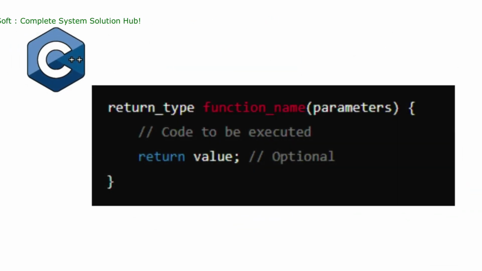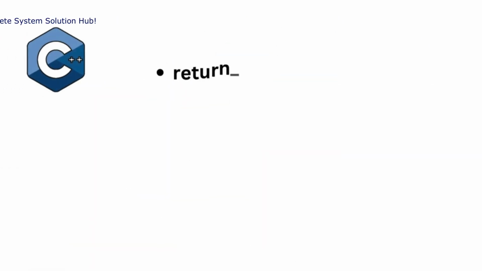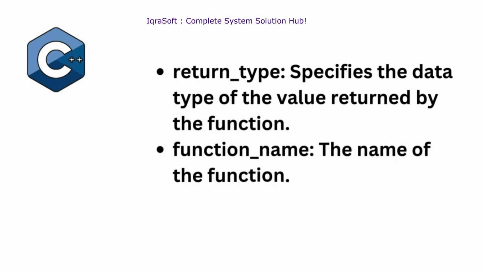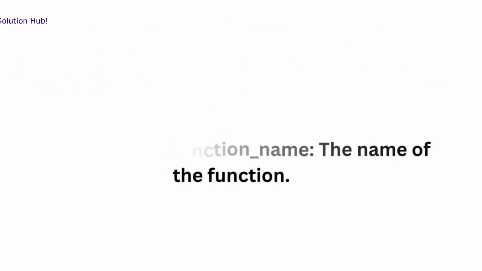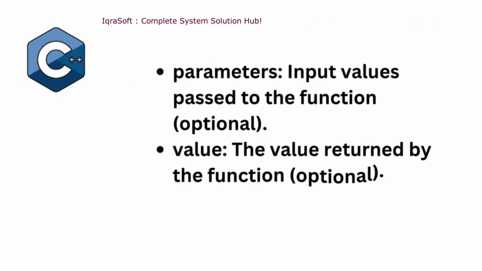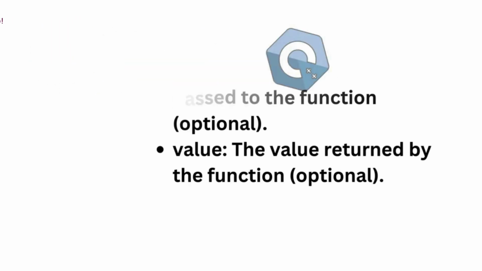syntax: return_type function_name(parameters) { code to be executed; return value; // optional }. Return_type specifies the data type of the value returned by the function. Function_name is the name of the function. Parameters are input values passed to the function, optional. Value is the value returned by the function, optional.